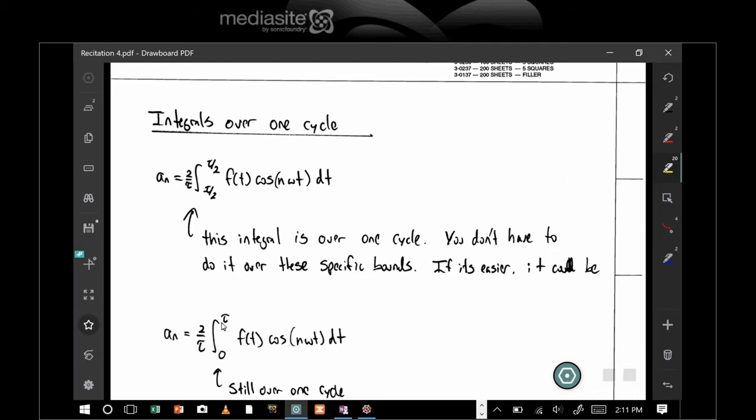But why would you want to do that? Well, it just depends on the functionality of the thing you're integrating. Maybe these bounds might be easier, maybe these bounds may be easier. So just keep that in mind when we actually do problems.